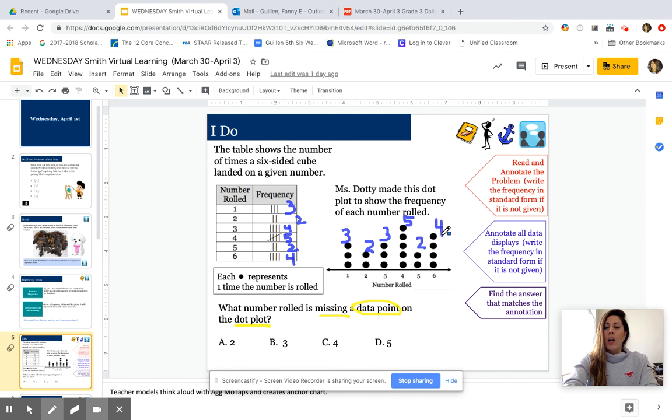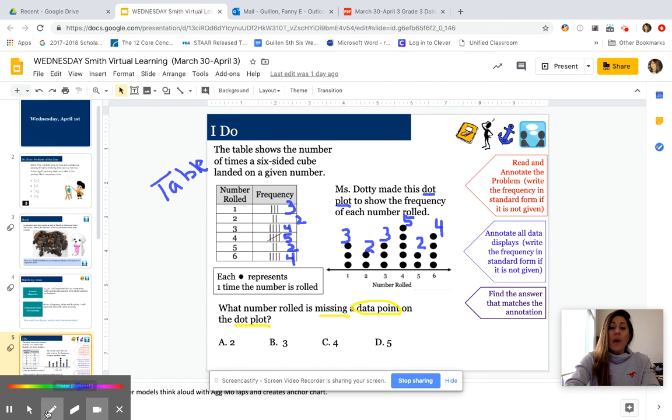So now, scholars, I am comparing my dot plot to my table. This is my dot plot, and this is my frequency table. They both display my information, just in a different way. But now it's asking me which number rolled is missing a data point on the dot plot. So something on this dot plot is not matching what we rolled over here.